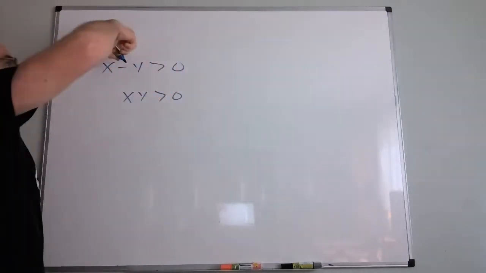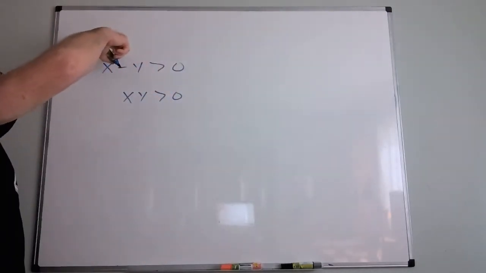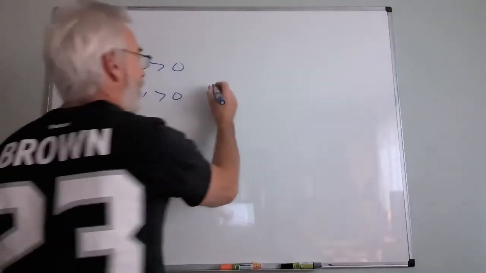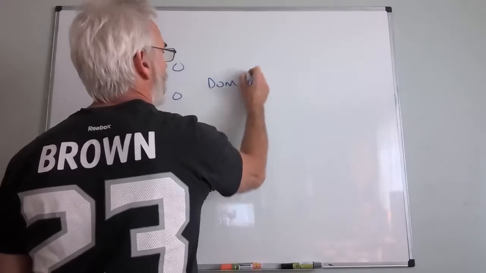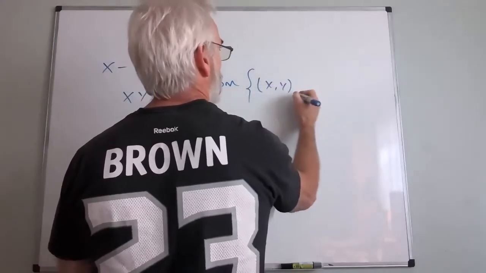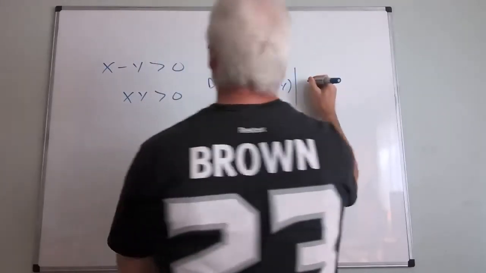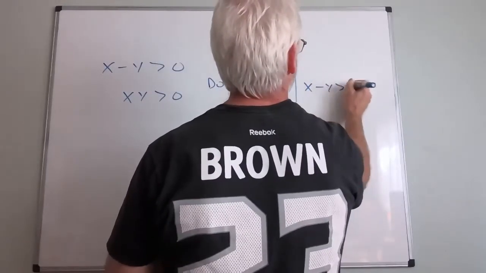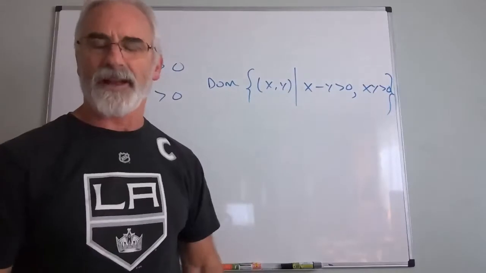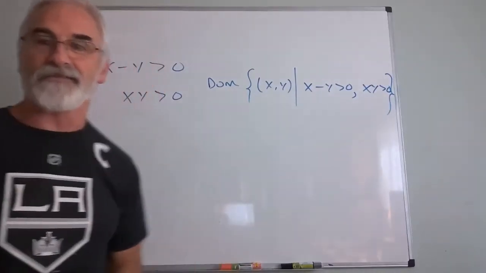Now, I could write this as y is less than x. I could write this as x is greater than y. It really doesn't matter as long as what I'm saying is correct. So when I ask for the domain, what if I wrote this? Okay. Is this correct? You yell No at me.